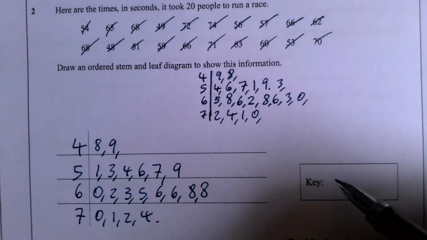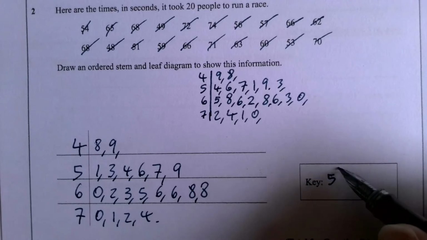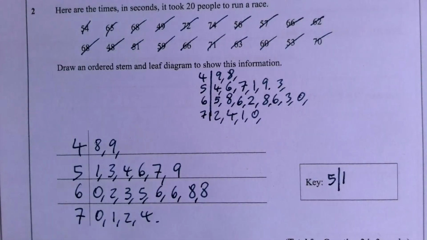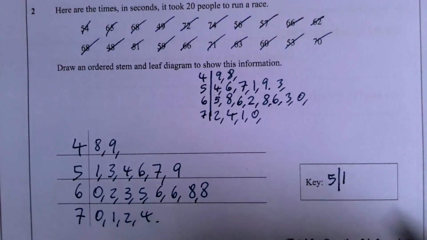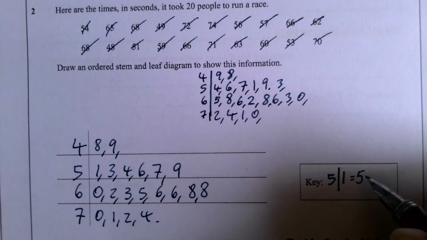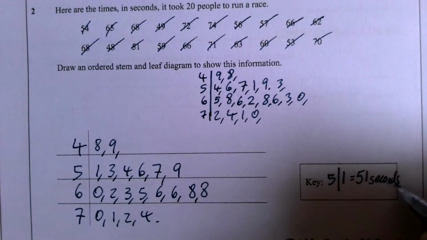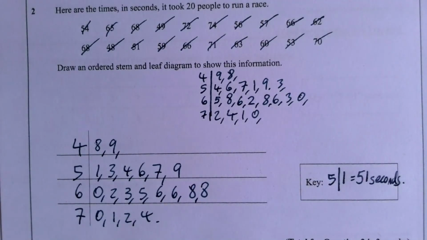Now the key, it can be any values you've picked. So I'm picking 51, but it doesn't have to be. And this is how many seconds it takes them to run the race. So I then write 51 seconds, or secs would be fine.